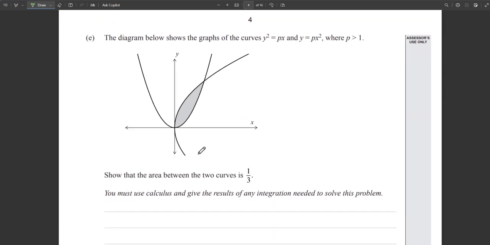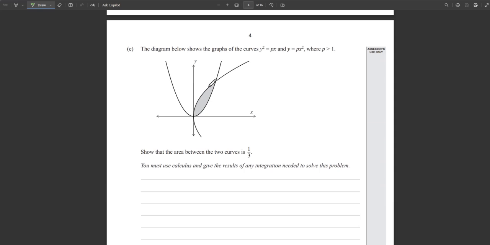Okay, so question 1E. Show that the area between these two curves is a third, and we have two functions here. P is greater than 1. First thing I'm going to do is associate a function to each curve. So we know that the y squared is this one, and this quadratic is this one here.